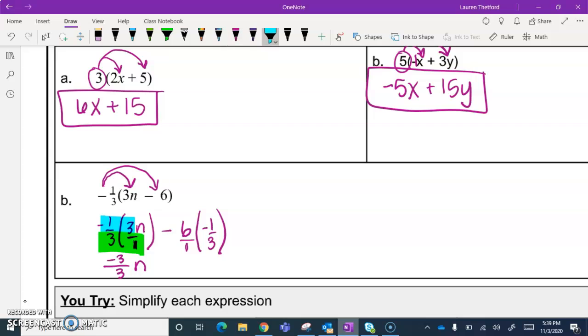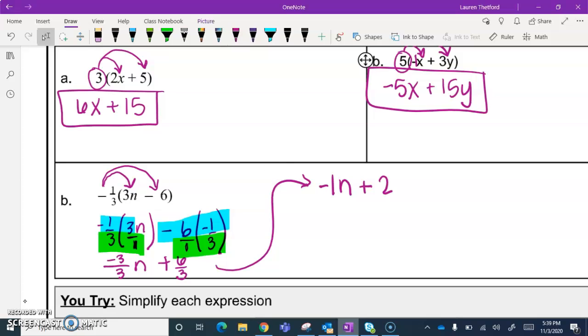And then we're going to do the same thing on this side. So we have a negative 6 times negative 1. So negative 6 times negative 1 is a positive 6. And then 1 times 3 is 3. And I'm going to move this up here for my answer. So that is not actually simplified because those fractions can be simplified even further. So negative 3 divided by 3 is negative 1n plus 6 divided by 3 is 2. And I'm actually going to rewrite this one more time as negative n plus 2.